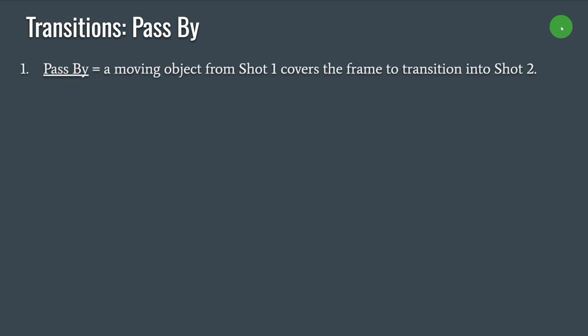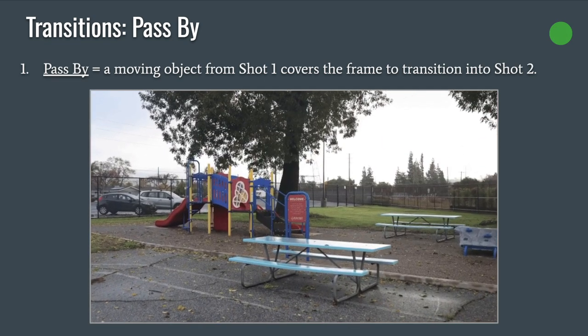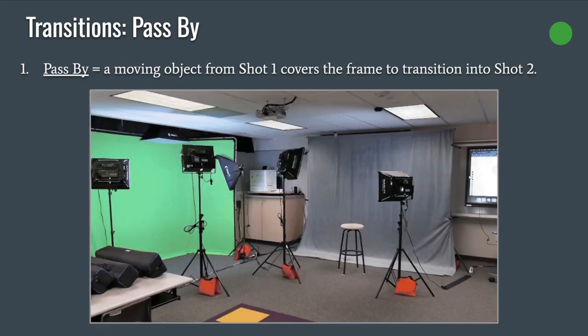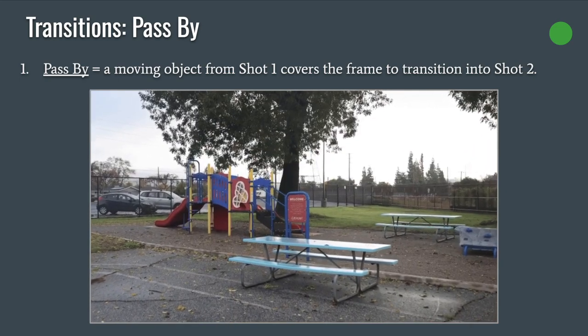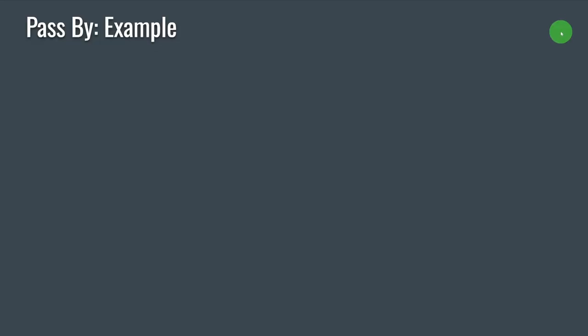So a pass-by is a moving object from shot 1 that covers the frame to transition into shot 2. So it's going to look something like this. So we're going to have something that moves in front of the screen to transition between shots. So we start inside. I walk in front of the screen like that, and I use my passing to transition into the next scene or the next shot. Okay, so this is what you will edit and what you will shoot again as well.